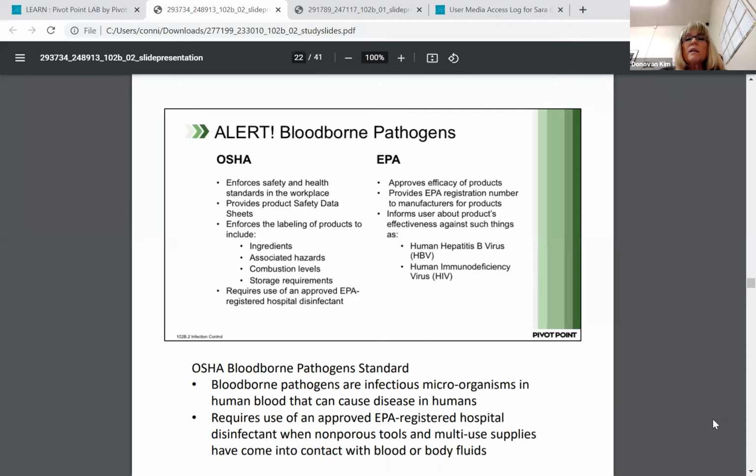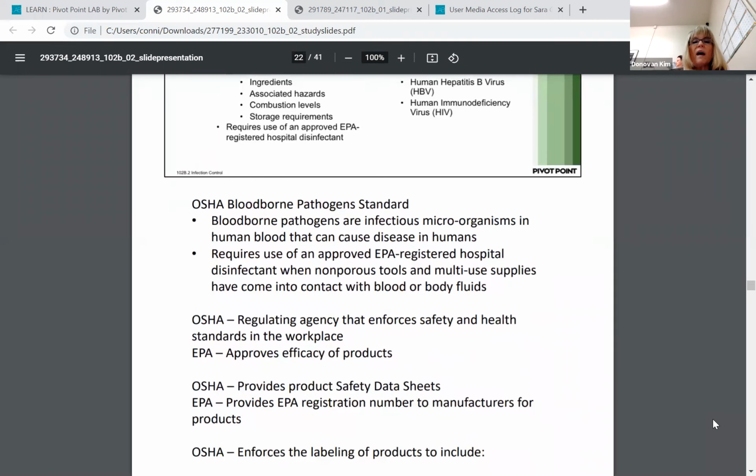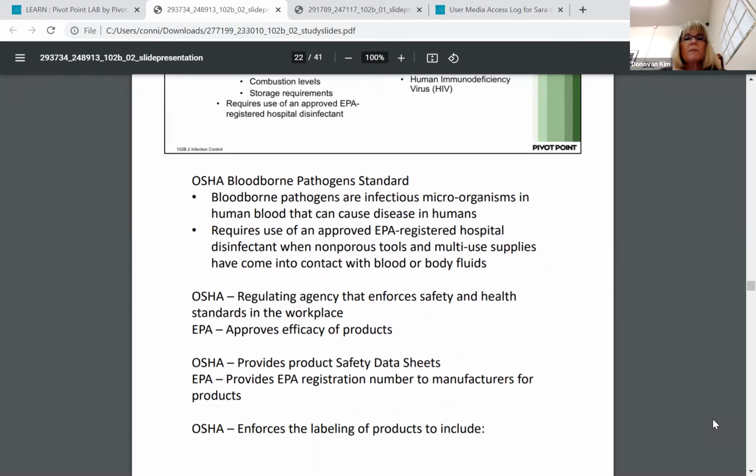Okay. The EPA is going to give us this registration number that's going to inform us on the effectiveness for things like Hep B, HIV, that type of thing. So there are standards that they say that we have to have against these diseases and things like that. Now, OSHA.